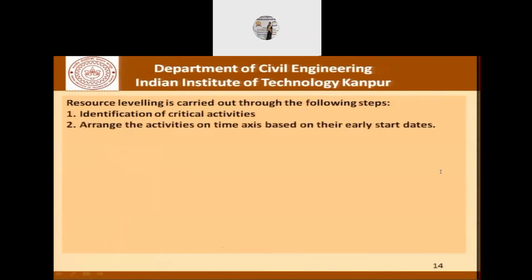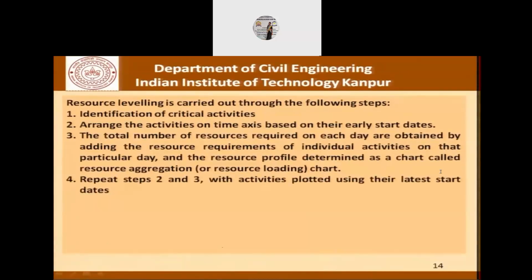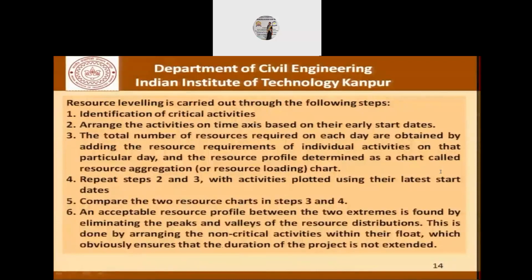Identification of critical activities, arrangement of activities on the time axis based on their early start dates, determining the total number of resources required on each day by adding the resource requirements of individual activities planned for that day, and the resource profile determined as a chart called the resource aggregation or resource loading chart. As we do a simple example, these things will become clear. Repeat steps 2 and 3 with the activities being plotted using their latest start dates, comparing the two resource charts, that is, those determined in steps 3 and 4, and finding an acceptable resource profile between the two extremes, eliminating the peaks and valleys in the resource distribution.